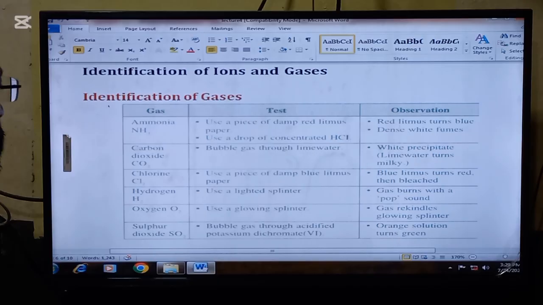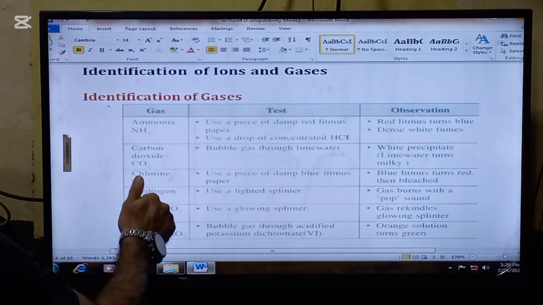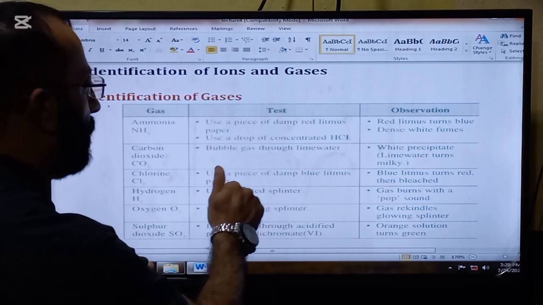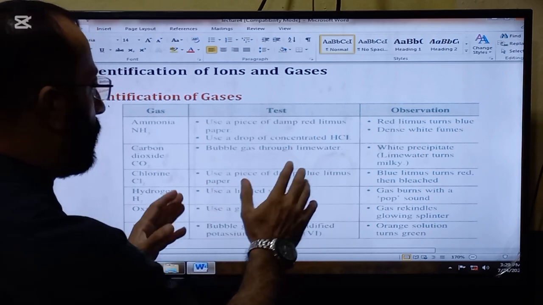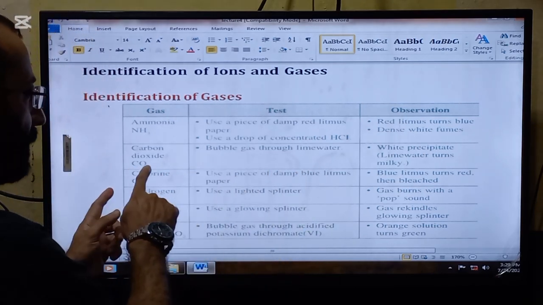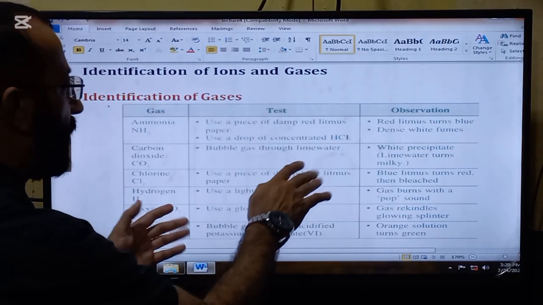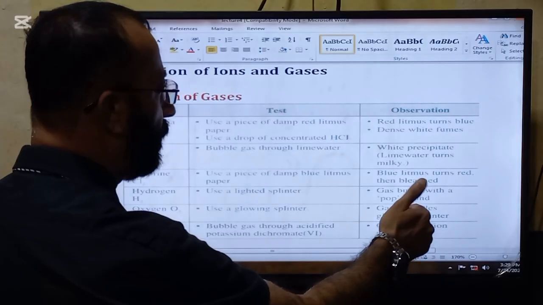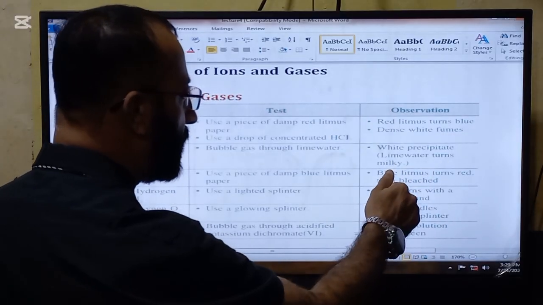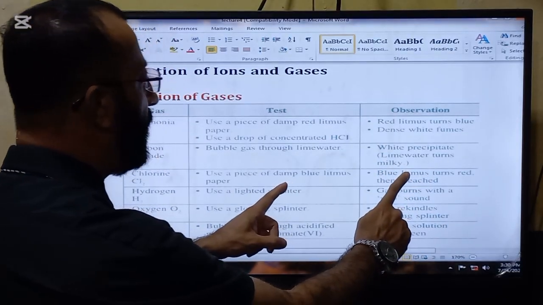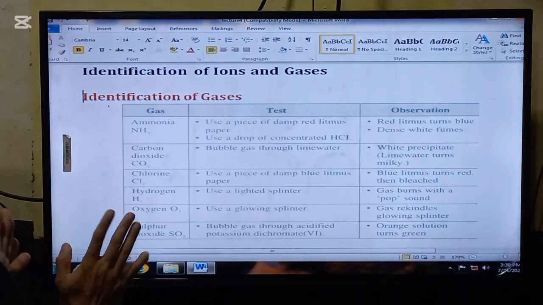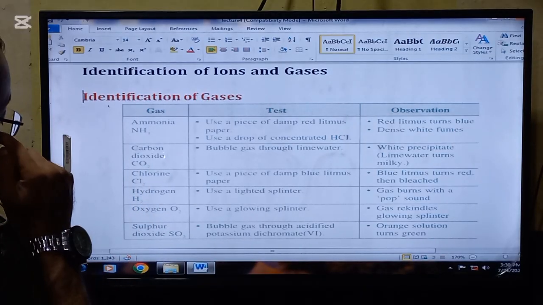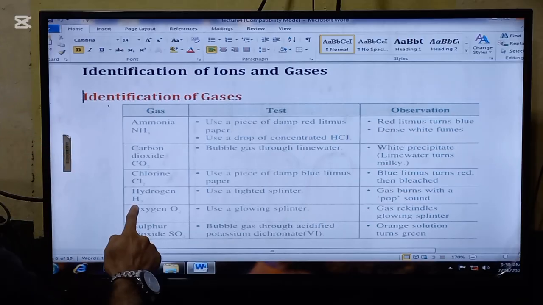The next gas that is going to be identified is carbon dioxide gas. The first test is to bubble the gas through lime water. If you pass the sample gas through the lime water, and if bubbles are formed and a white precipitate is formed and the lime water turns milky, that will be the sign that the sample gas is carbon dioxide gas.